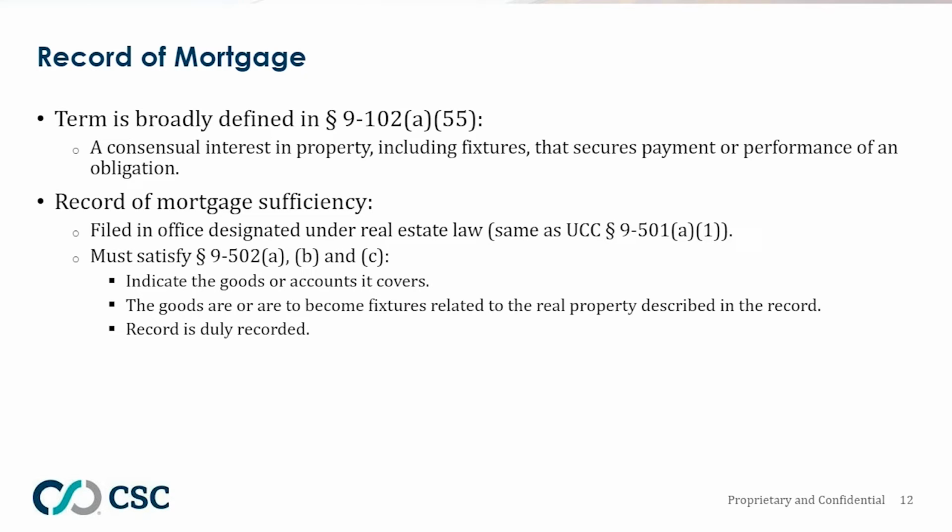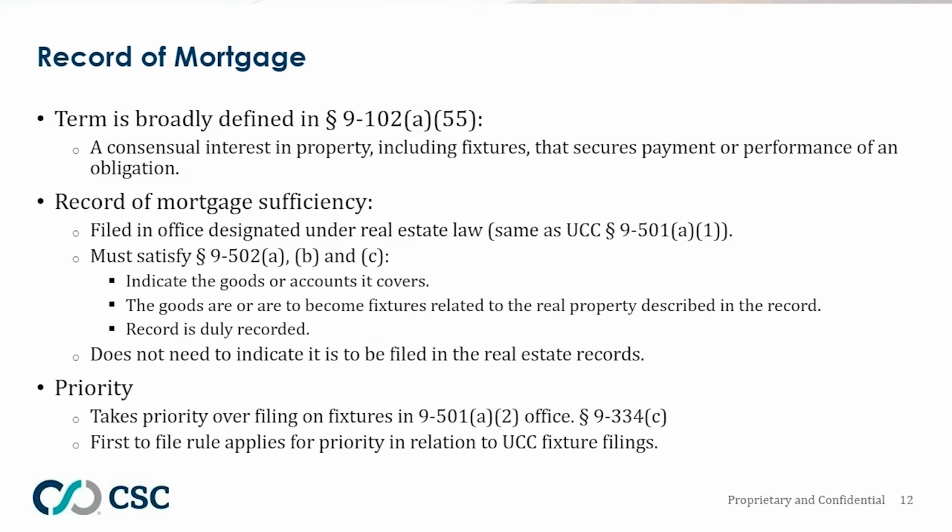Obviously, a mortgagee probably will have an interest of record due to the mortgage, but the one difference is that it doesn't have to indicate it's to be filed in the real estate records, because by default, the record of mortgage has to be filed in the real estate records. And of course, the record of mortgage has to be recorded. As I mentioned, it does not have to contain an indication that it's to be filed in the real estate records, but it has to satisfy all the other requirements of 9-502(a), (b), and (c).